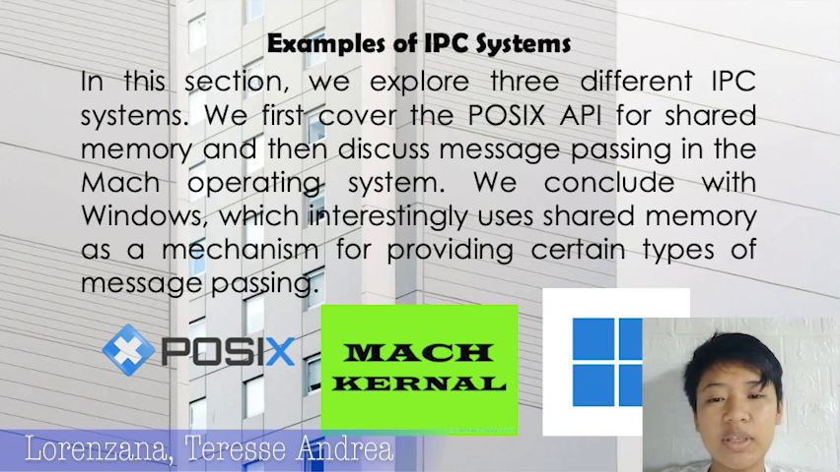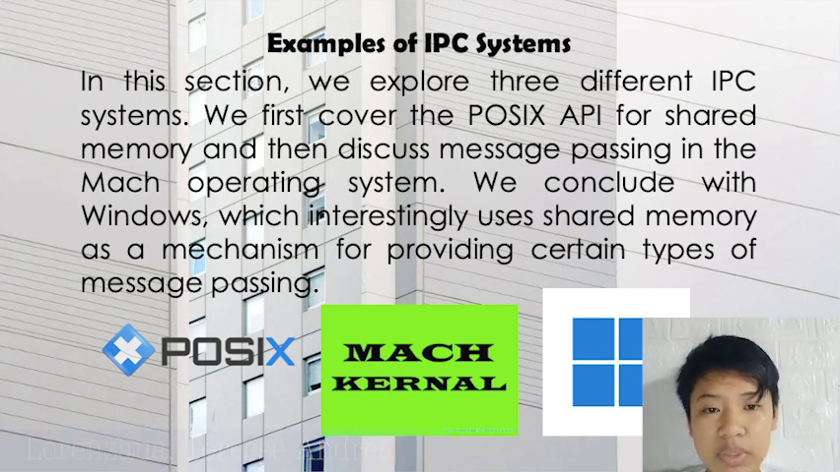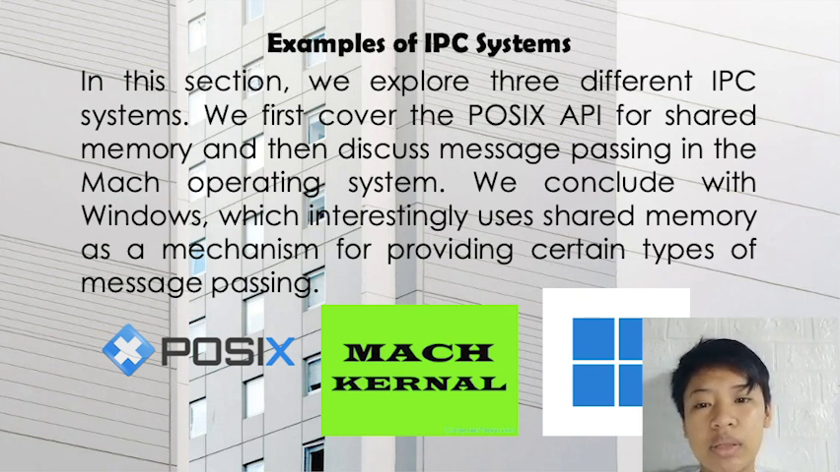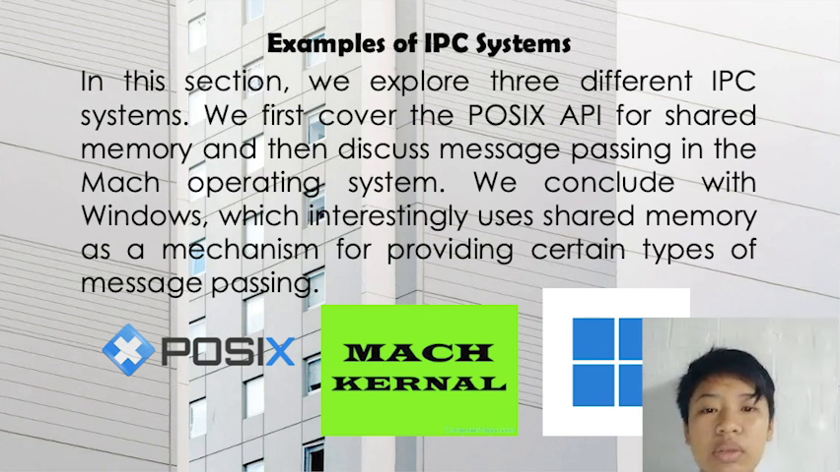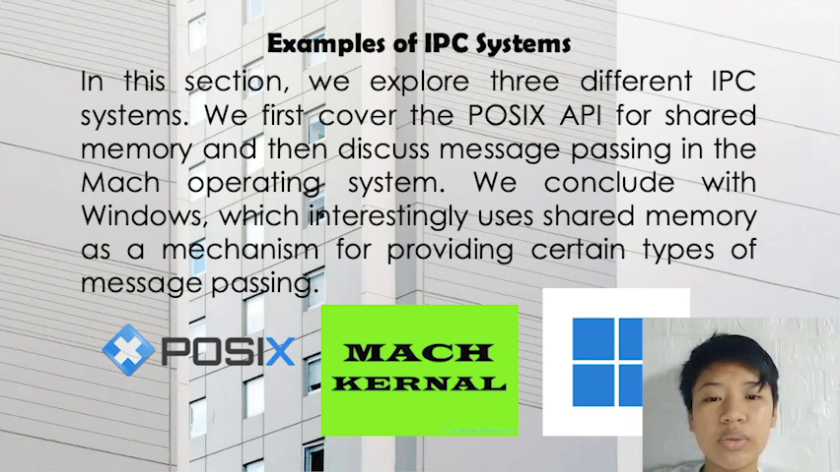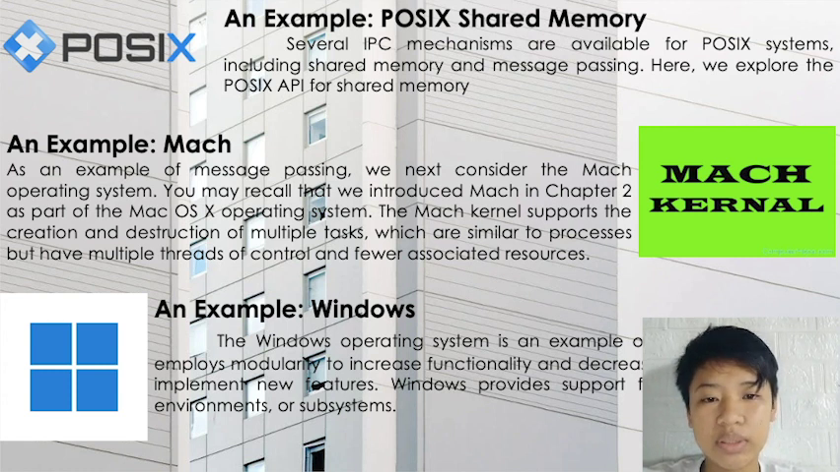Examples of IPC systems. In this section, we explore three different IPC systems. We cover the POSIX API for shared memory and then discuss message passing in the Mach operating system. We conclude with Windows, which interestingly uses shared memory as a mechanism for providing certain types of message passing. An example of POSIX shared memory: several IPC mechanisms are available for POSIX systems, including shared memory and message passing. Here, we explore the POSIX API for shared memory.